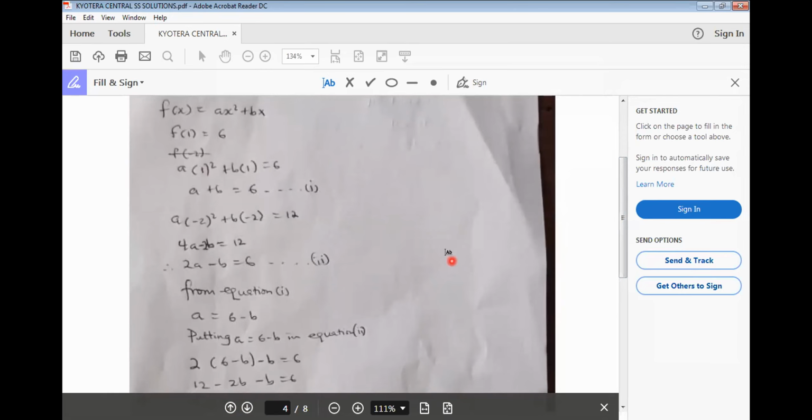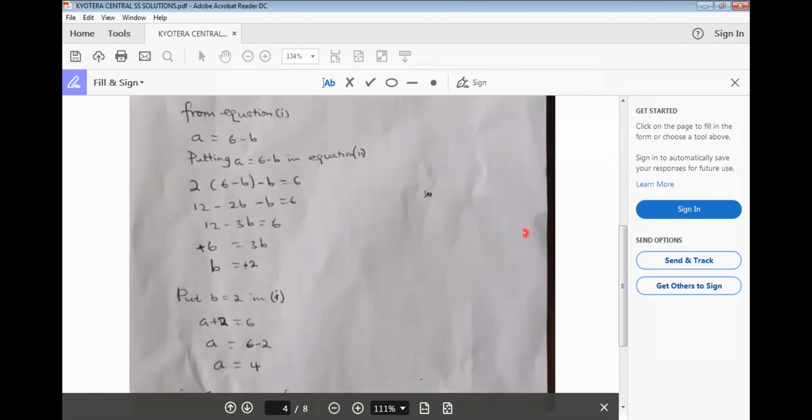We continue. Now we have our equation 2 as 2a minus b is equal to 6. So here we are going to solve these two simultaneous equations by application of substitution method. We first say that putting a is equal to 6 minus b in equation 2. So we have our 2 into 6 minus b.